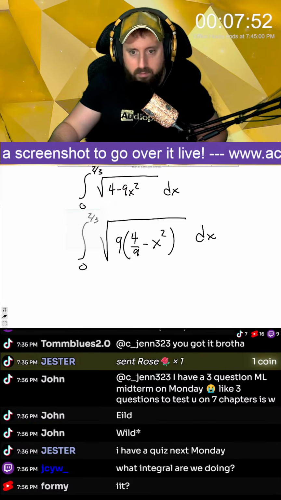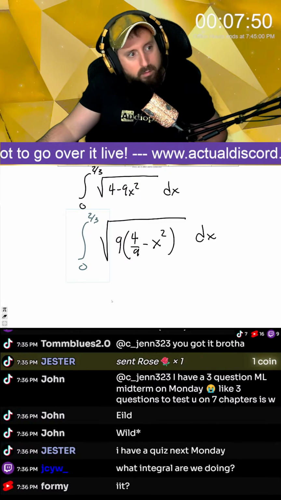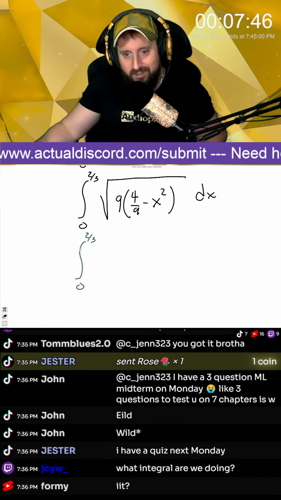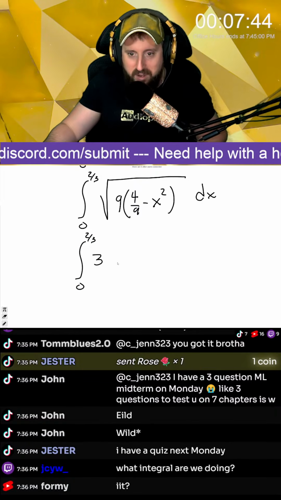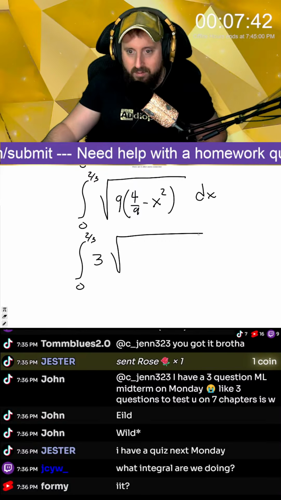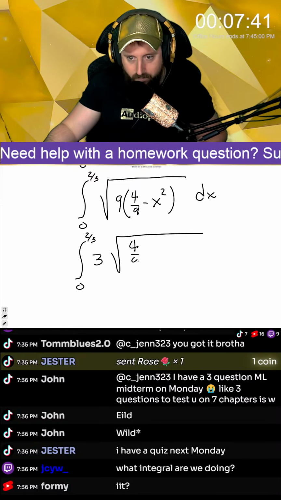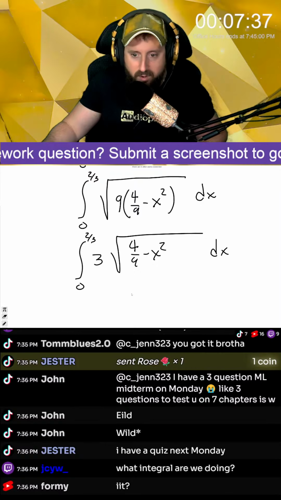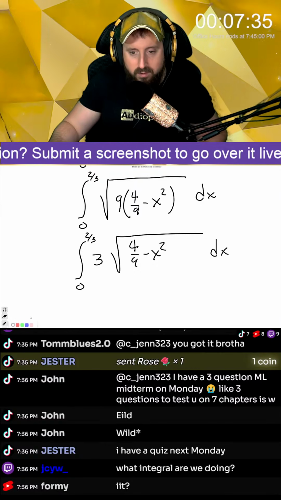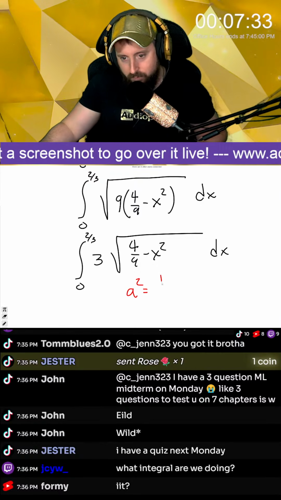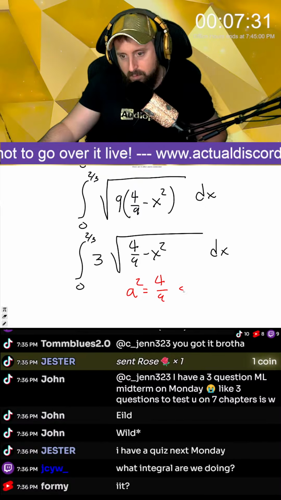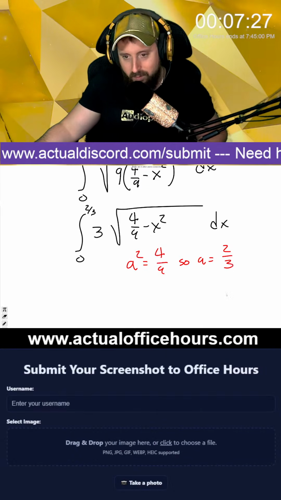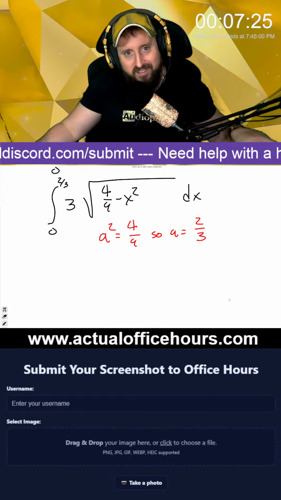Okay. Yeah, you can't do dank memer here. Sorry. Okay, so then this is 3 times the square root of 4/9 minus x squared dx. And now you say, okay, a squared equals 4 over 9. So thank you, Zach, for pointing that out. I was like, this is way too easy.